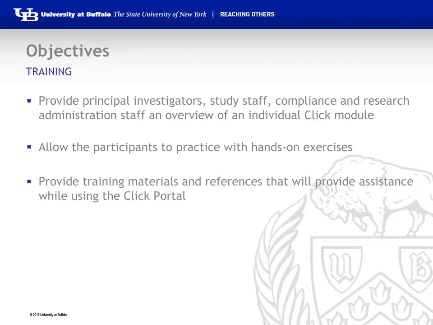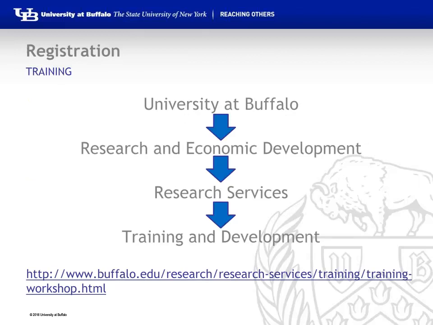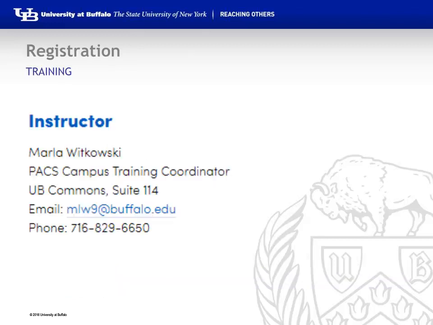You can register for a training workshop by searching it out on the University at Buffalo website. Once you're at the website, go to the section of the site for Research and Economic Development, then click on Research Services, then Training and Development. A direct URL is also listed at the bottom of this page for your convenience.